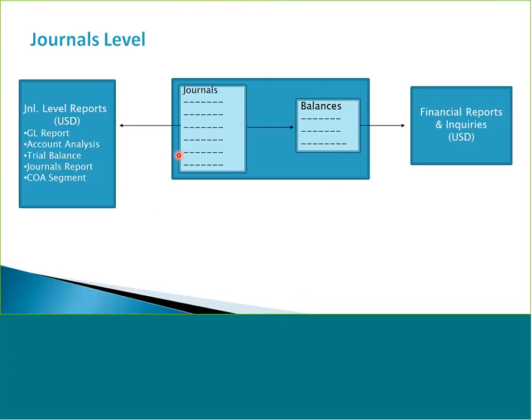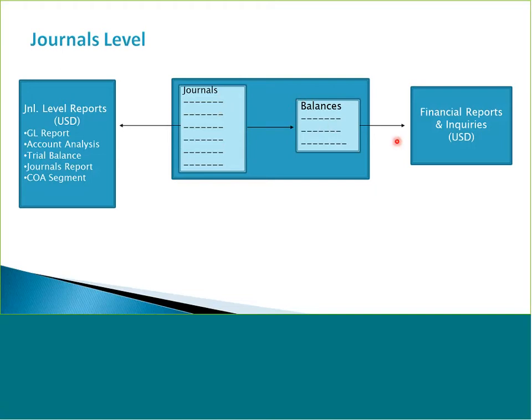So let's jump on over to the journals level recurring reporting currencies ledger. Let's assume that this is our primary ledger. We usually enter journals or import journals to our primary ledger. When we post the journals, those amounts affect the balances. The balances are updated once we post journals.